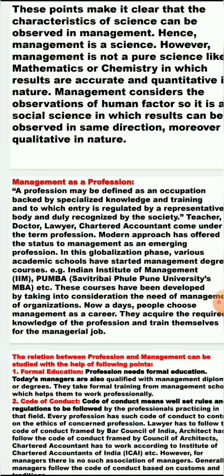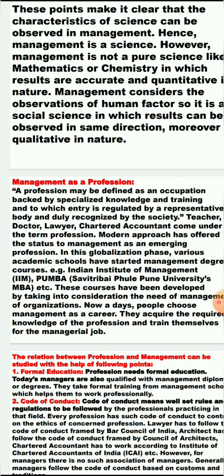Then for a teacher, she is called professionally qualified when she completes her B.Ed degree, that is Bachelor in Education. So these are professional degrees. When we complete these, then only you will be called a professional person, children. So here they have told, for example, teacher, doctor, lawyer, CA come under the term profession. So chartered accountant comes under the term profession.